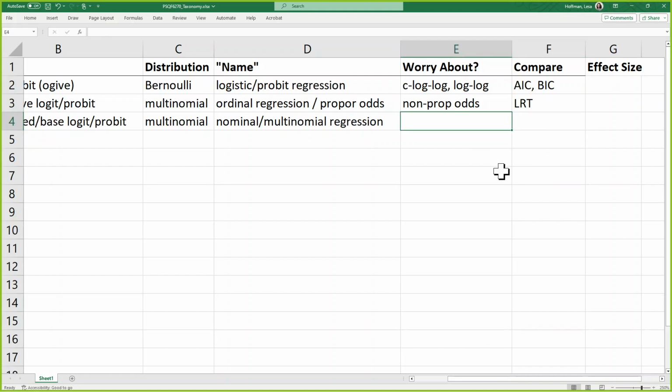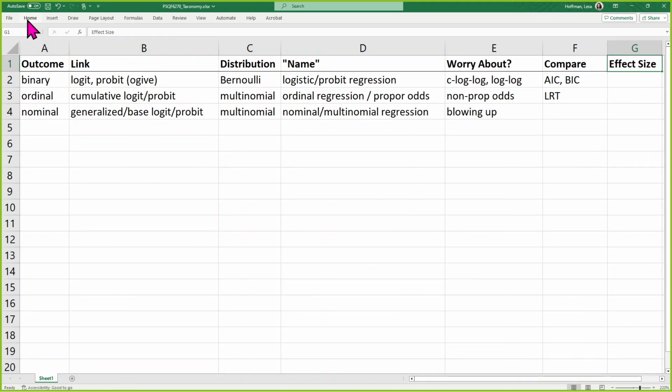What about nominal? Do I need to worry about anything with this? I'm going to write in here blowing up, because nominal has a separate slope for every submodel. So that's a lot of parameters, and you need a lot of people to be able to pull all of that off. Now I'm going to add an effect size column out here.